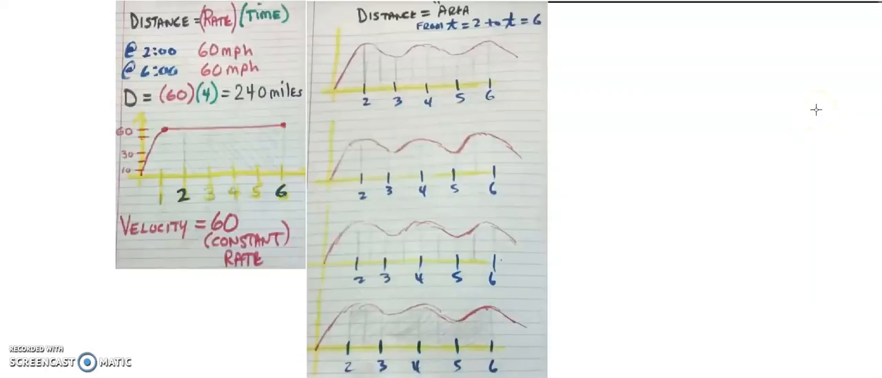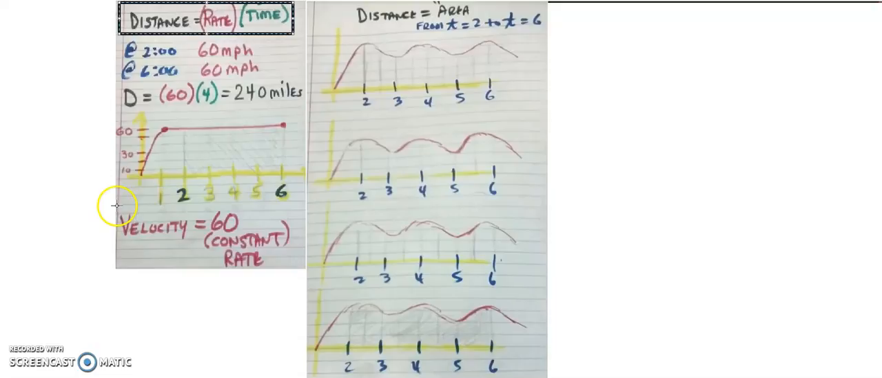Recalling from our early days of math, we learned that there's a formula to find the distance traveled by an object. Distance is equal to rate times time. So for example, if we started at 2 o'clock in the afternoon going 60 miles an hour, and at 6 o'clock we were still going 60 miles an hour, we're on cruise control, which means that during those 4 hours we had a consistent rate of 60.